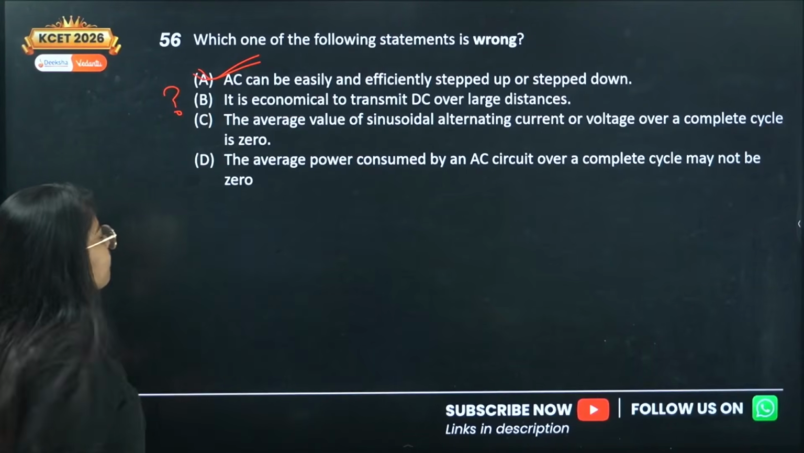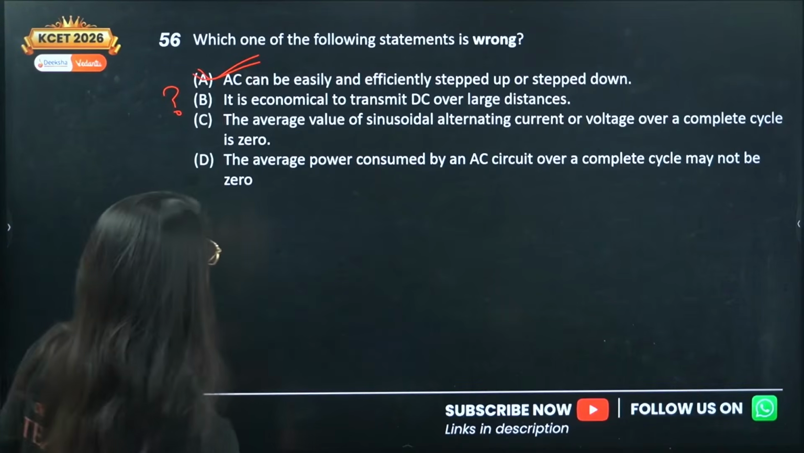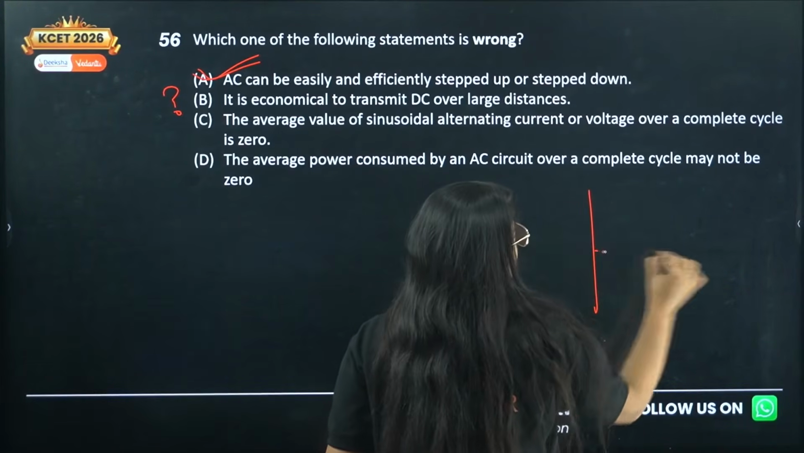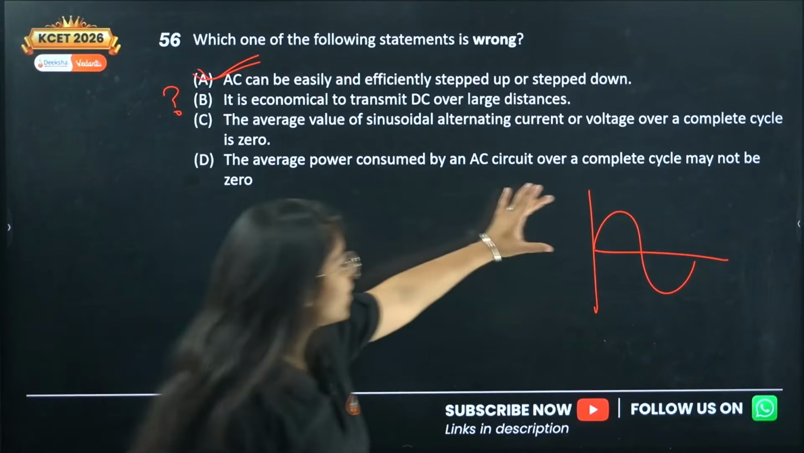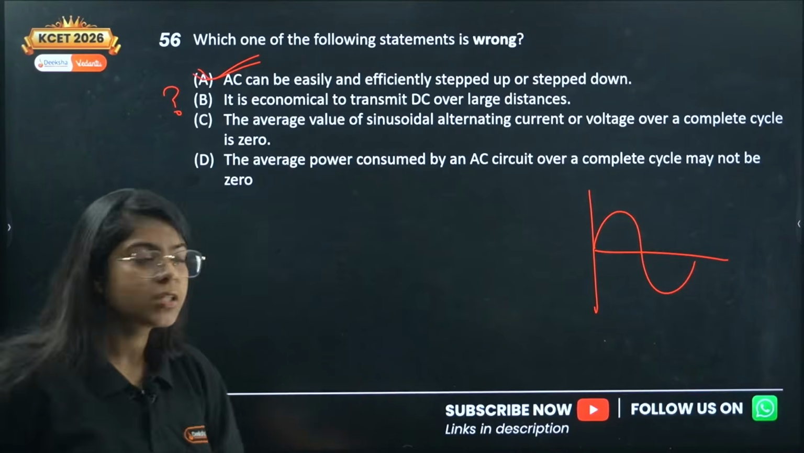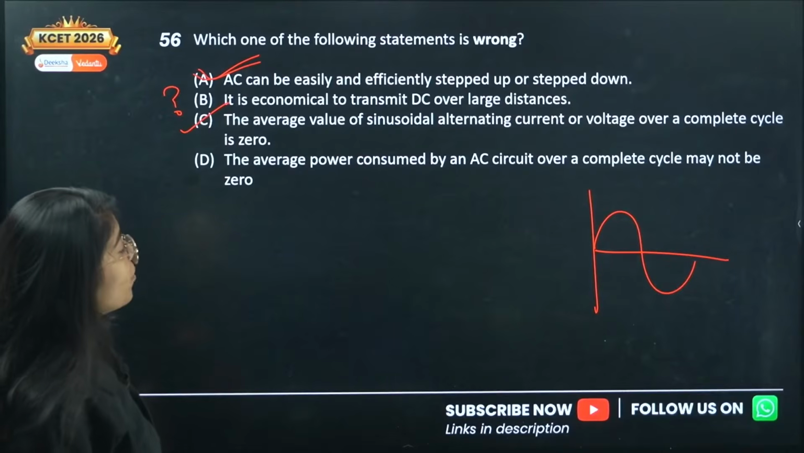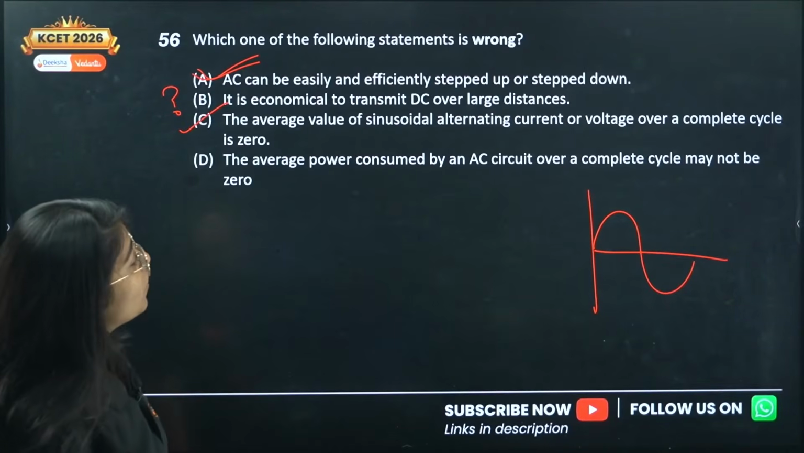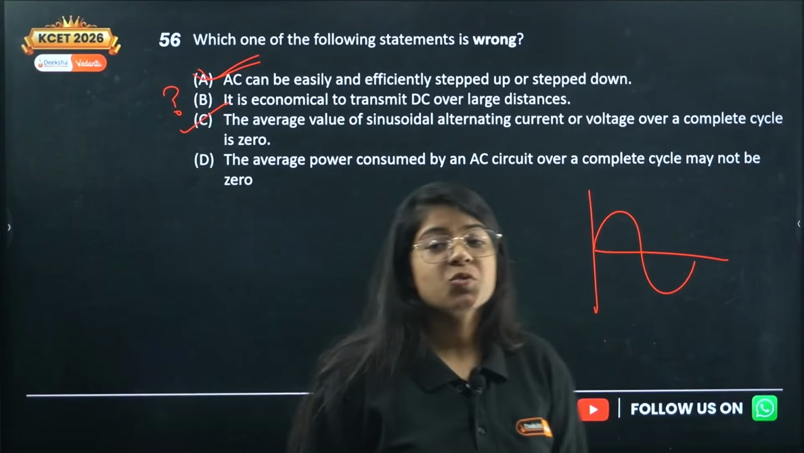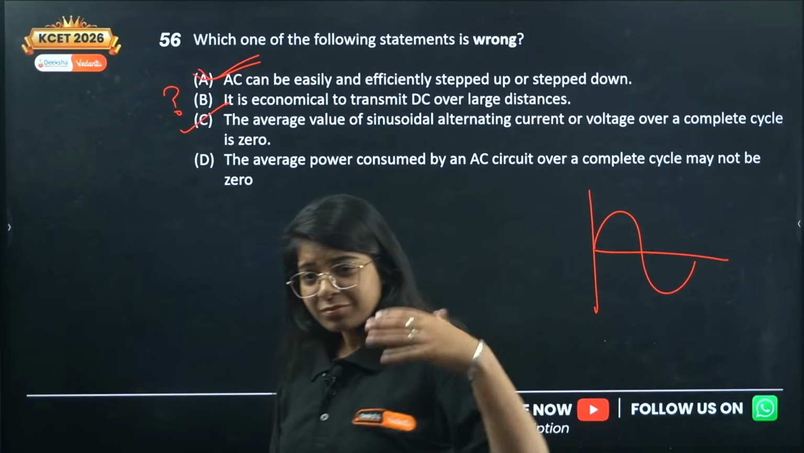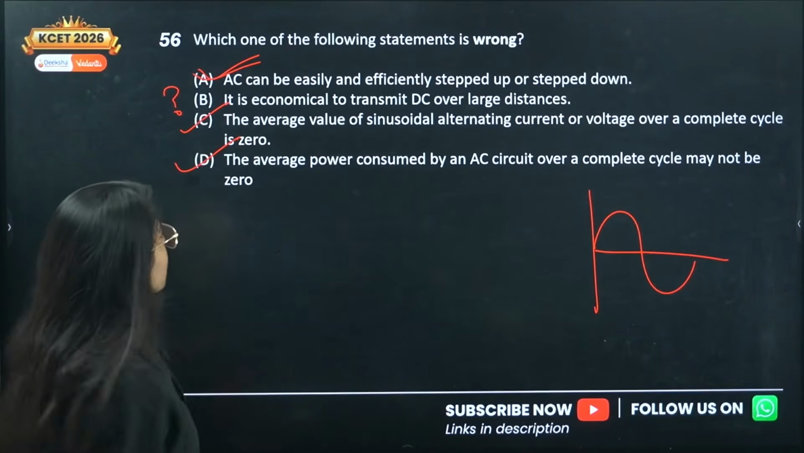Maybe a question mark. The average value of sinusoidal alternating current or voltage over a complete cycle is 0. So this is my alternating voltage or current over a complete cycle. The average of the positive and negative parts is 0, so this statement is true. The average power consumed by an AC circuit over a complete cycle may not be 0. But we know the average power cannot be 0, so this statement is of course true.